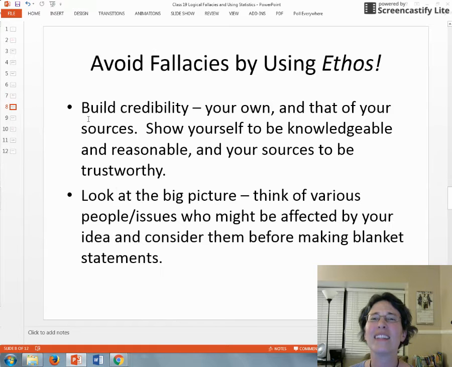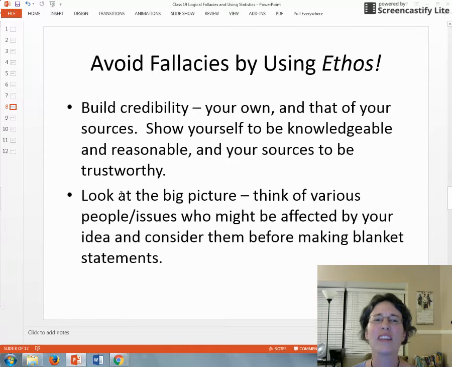And finally, we talked about ethos a little bit and how a logical fallacy damages it, but you can also avoid fallacies by keeping ethos in the front of your mind as you write. Try to build your credibility. Show yourself to be knowledgeable. You've done the research, you've done the work. Show that to your reader. Show your reader how reasonable you are, how carefully you've thought this through. By being a careful thinker, you're probably going to avoid most erroneous thinking.